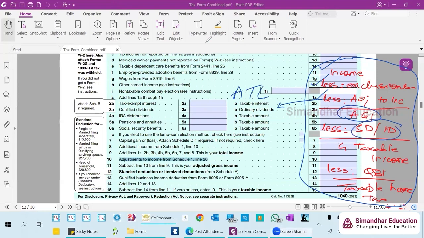Then standard deduction and itemized deduction, which are also called below the line deductions. Super. Okay, then we have taxable income. Then we have QBI. What is QBI? Full form of QBI.